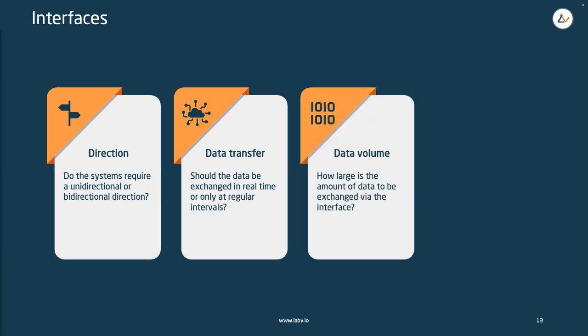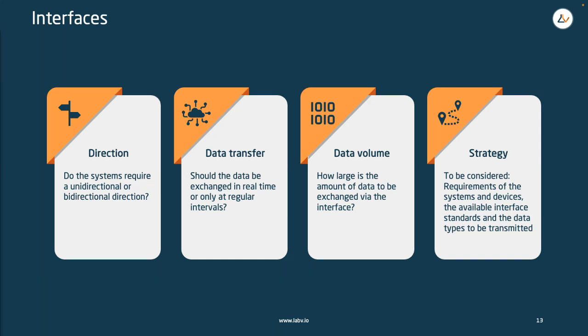Same way, the data volume: how large is the amount of data to be exchanged using the interface you are trying to select? Because combined with the data transfer model behind it, it will probably reduce the options you have.